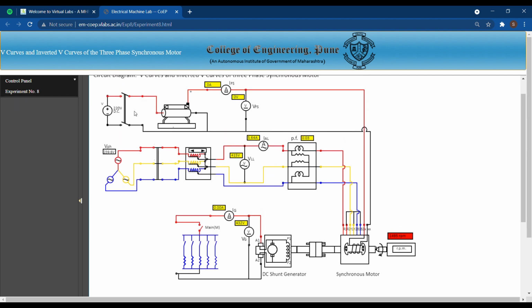Now let us close the DPST switch to give supply to the field circuit. As soon as we circulate a field current, the synchronous motor will run at its synchronous speed. Now, initially the line current of the synchronous motor is nearly 5 ampere and power factor is nearly 0. As we vary the field current, the line current of the synchronous motor as well as the power factor varies.